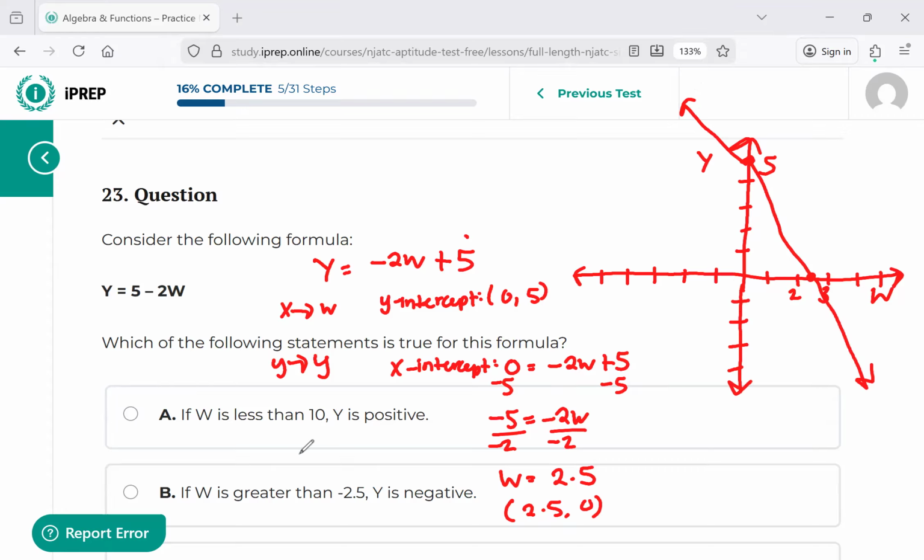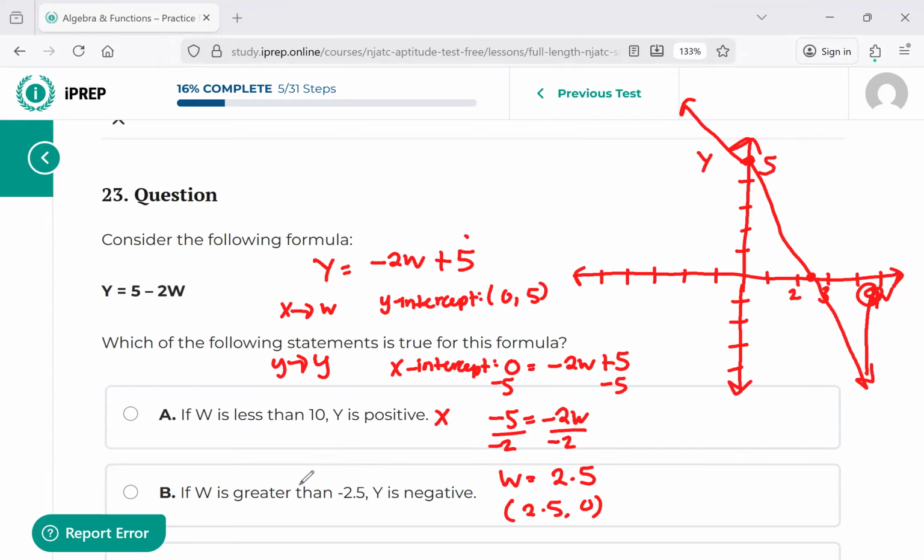Now let's test each one to see which is the correct one. So letter A: if w is less than 10, y is positive. Locate where w is. w is less than 10, so that means like 9. Let's pretend this is 9. Is the y value positive? That's false, because at 9, our y is negative. So that's not true. What about B?